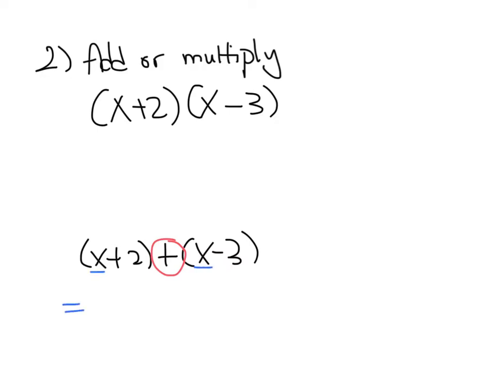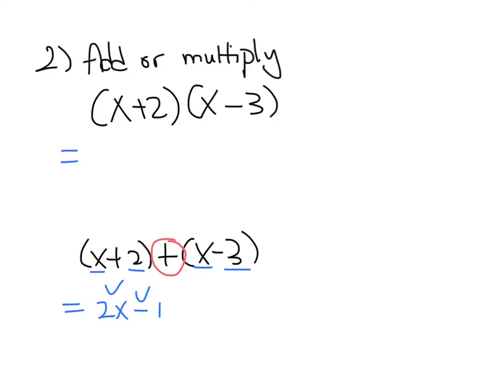So x plus x is 2x, and then 2 minus 3 is negative 1. So that's it, right? So if I give you an addition problem, this is just going to be out of 2 points. Out of 2 points. Okay? Now if I give you a multiplication problem which is going to look like this, then it's going to be different, right?